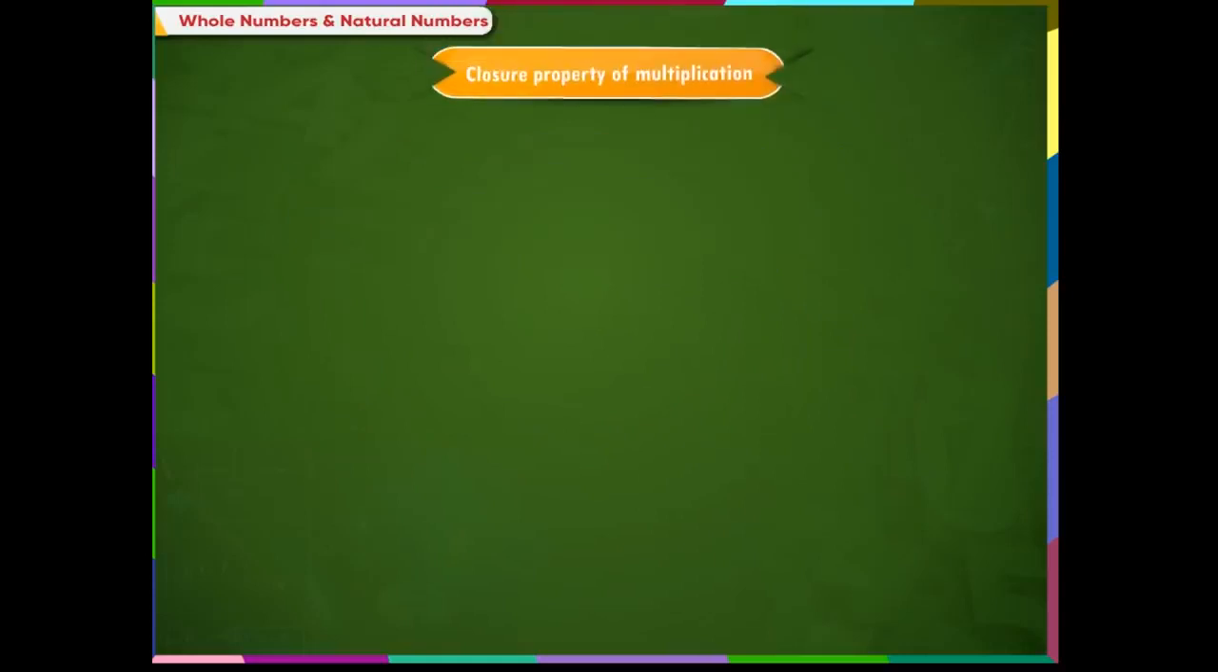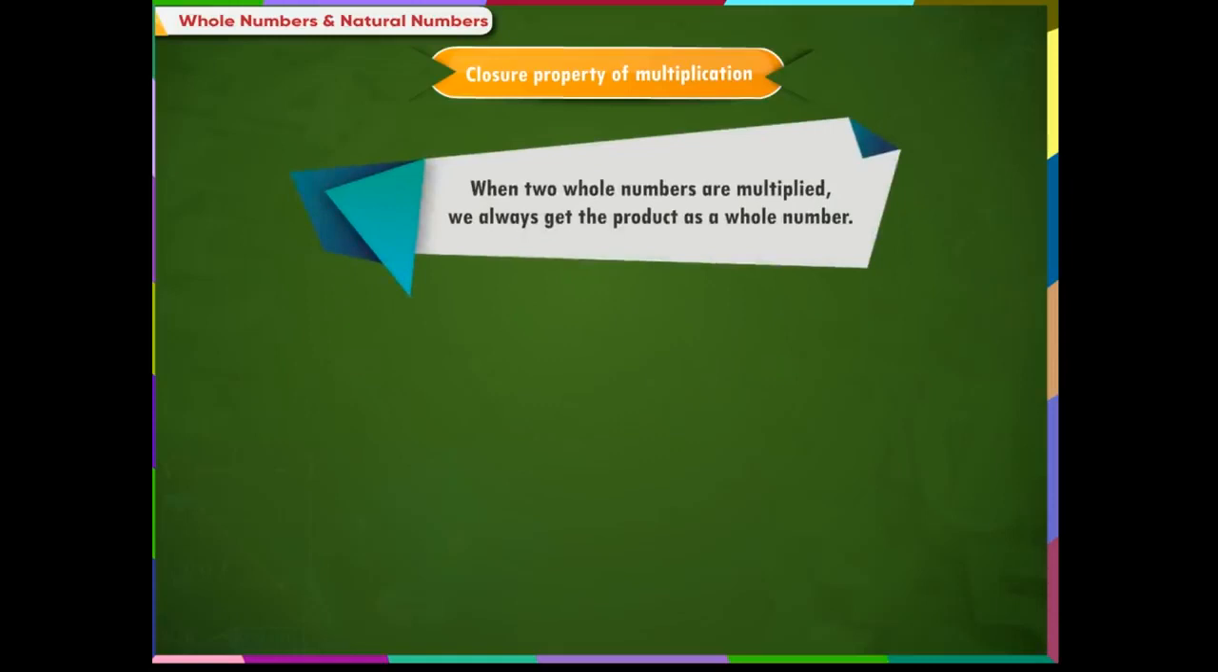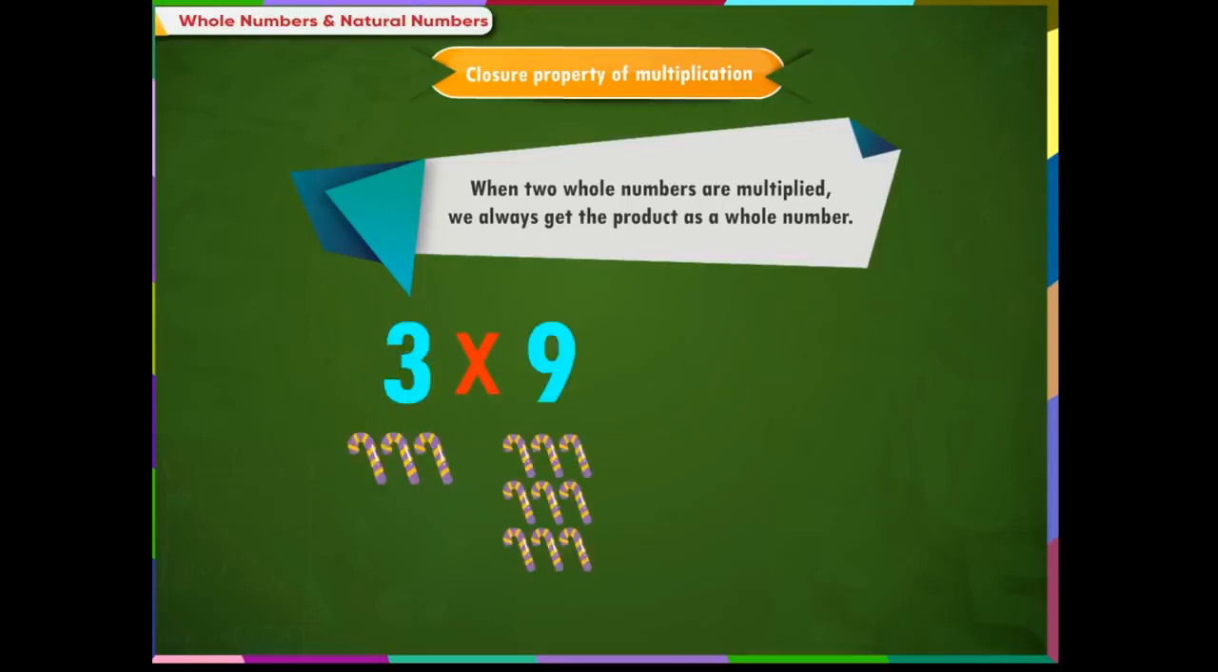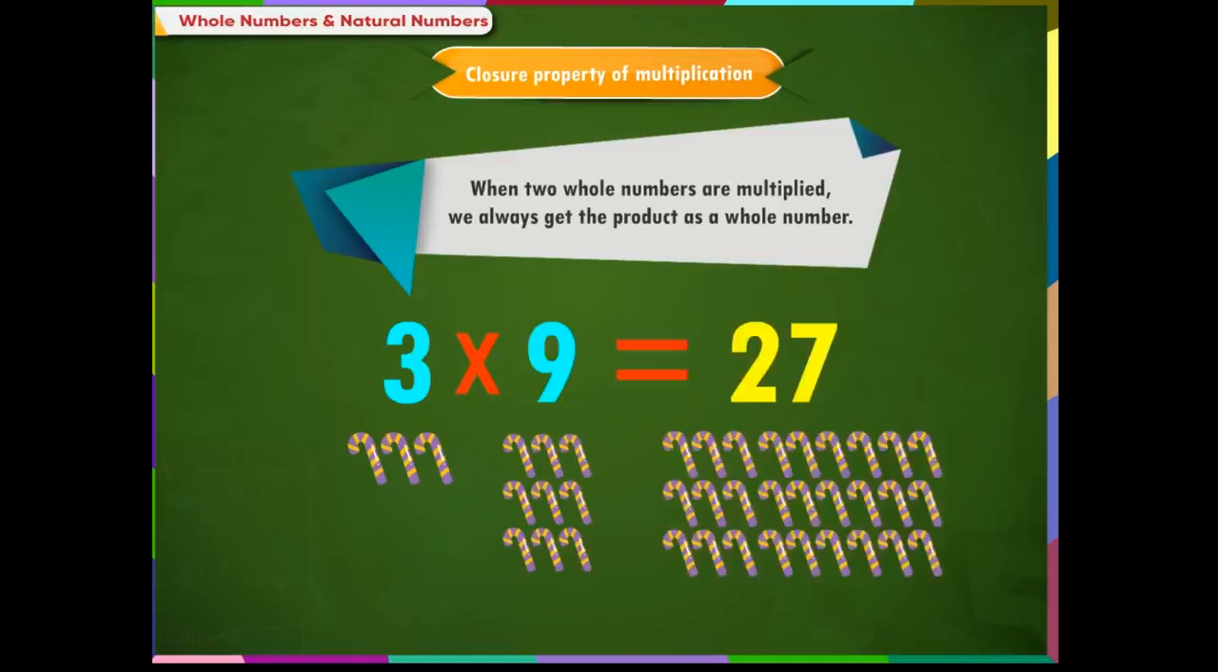Closure property of multiplication. When two whole numbers are multiplied, we always get the product as a whole number. For example, 3 multiplied by 9 is equal to 27, which is a whole number.